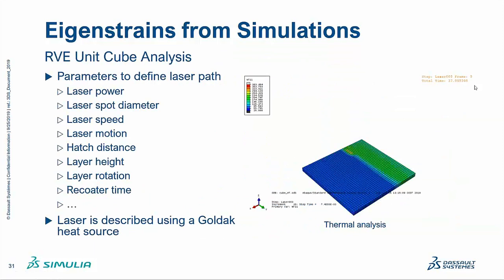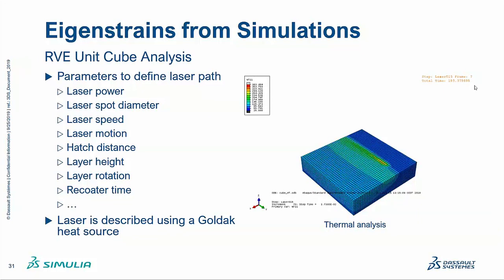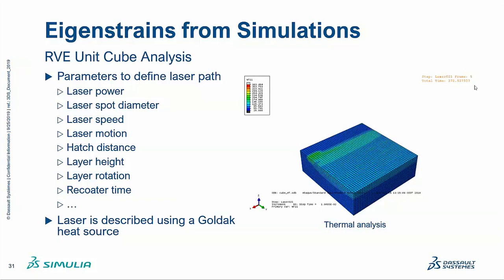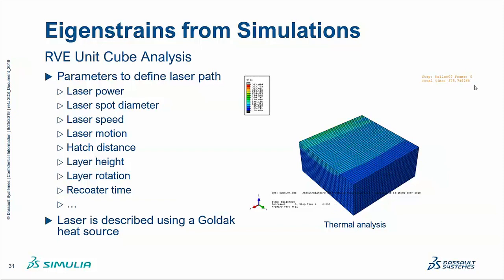Here's the example. Let's first have a look at the unit cube analysis. So we're printing a small patch, commonly a unit cube. It doesn't necessarily have to be a full cube, but the size of this cube or region has to be sufficient to represent the actual micromechanical field and the laser field. So if we have a simple meandering laser, then the cube can be rather small.